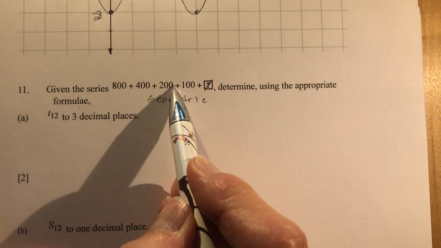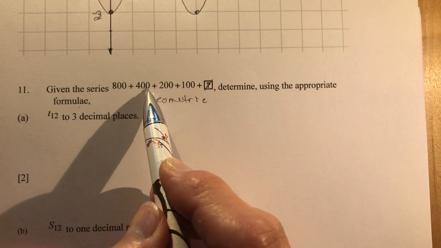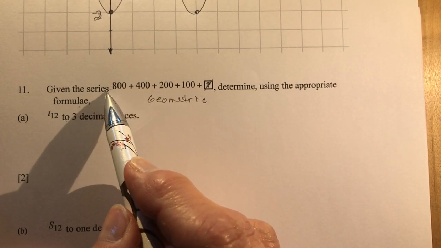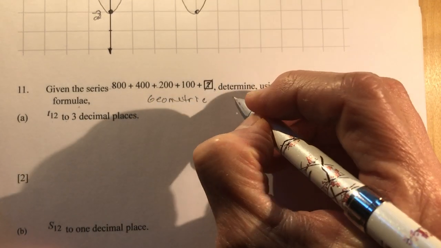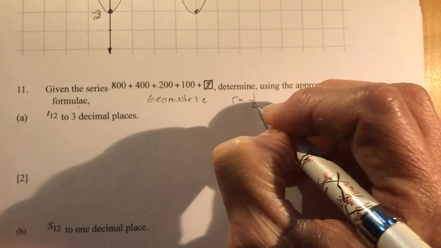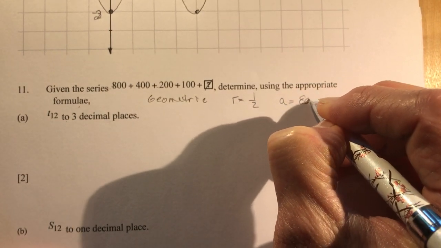And make sure that you do the ratio the right way. You might say, oh, it's two times. Well, it's not two times, it's a half, right? Because I have to do this over this, this over this, this over this. So my R is 1/2 and my A is 800.